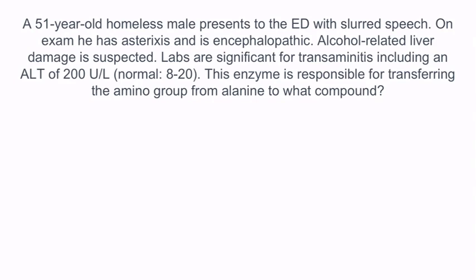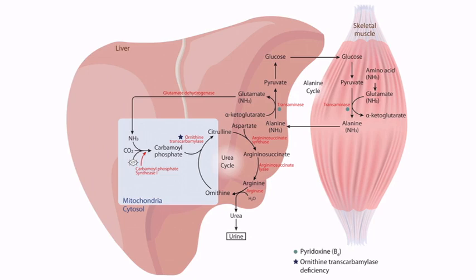From the question stem, notice that this patient has alcohol-related liver damage. Also notice that he has an elevated ALT. From the figure, notice that ALT is a transaminase enzyme right here, responsible for converting alanine to pyruvate. We're essentially asked what compound receives the amino group from alanine. As we can see from this figure, alpha ketoglutarate receives the amino group, which results in the formation of glutamate. So in answer to the question, alpha ketoglutarate receives the amino group.